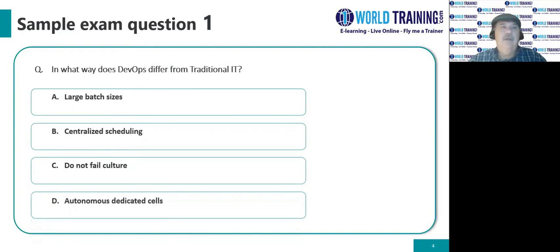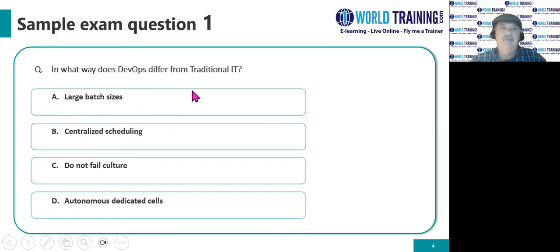Okay, first question. In what way does DevOps differ from traditional IT? Yeah, this is a little tricky question. Actually, I'm reading these answers and in the sense that IT does tend to focus on large batch sizes, while DevOps doesn't. It prefers small incremental batches. So one could argue that A is an acceptable answer because it is different from that. But I think they're trying to say, how is DevOps maybe better and different? And certainly large batch sizes is not preferred, so I wouldn't choose A.